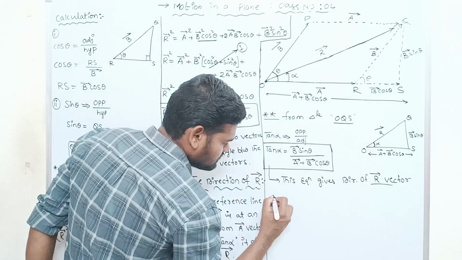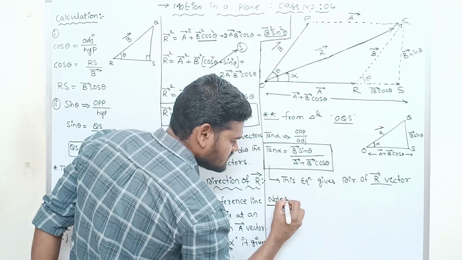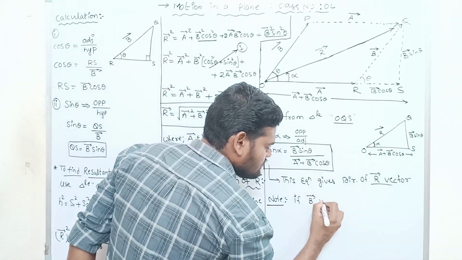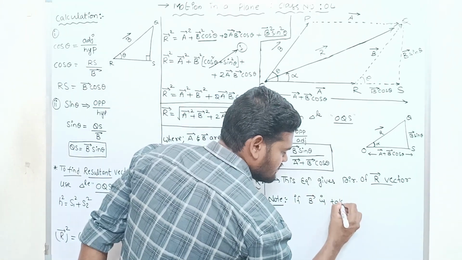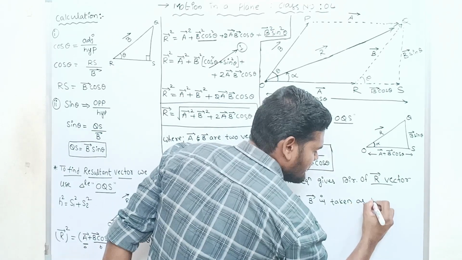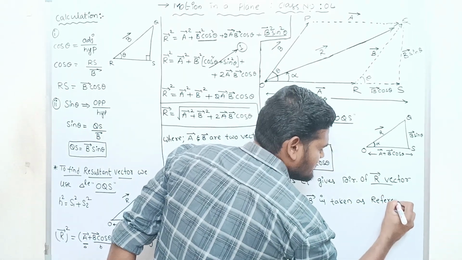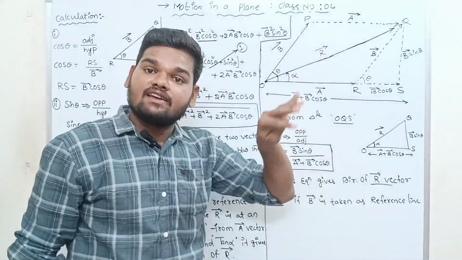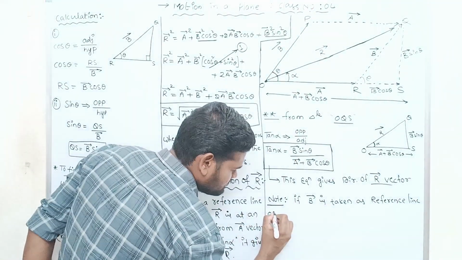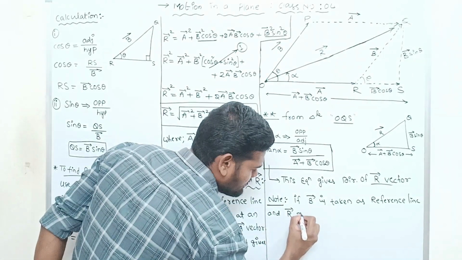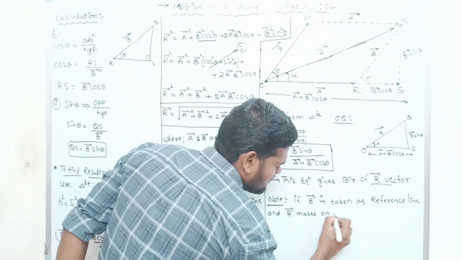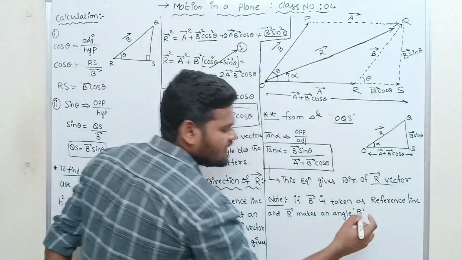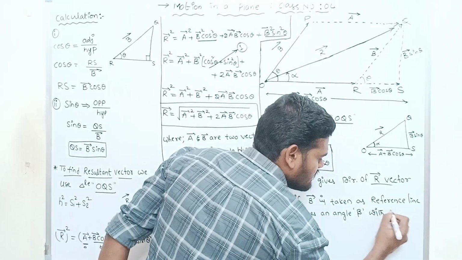So note, if the B bar vector is taken as the reference line, then R bar makes an angle beta with the B bar vector.